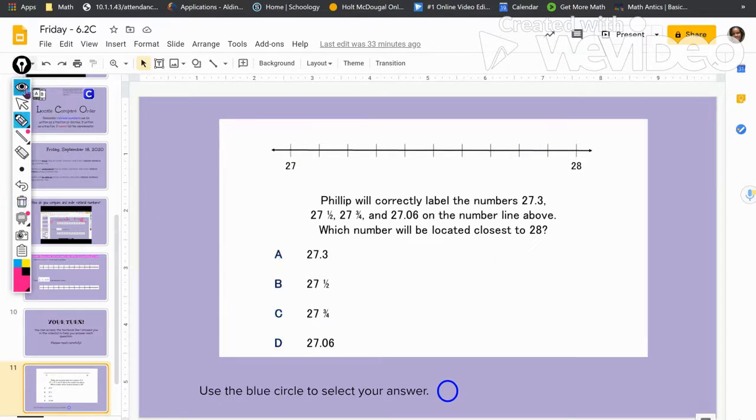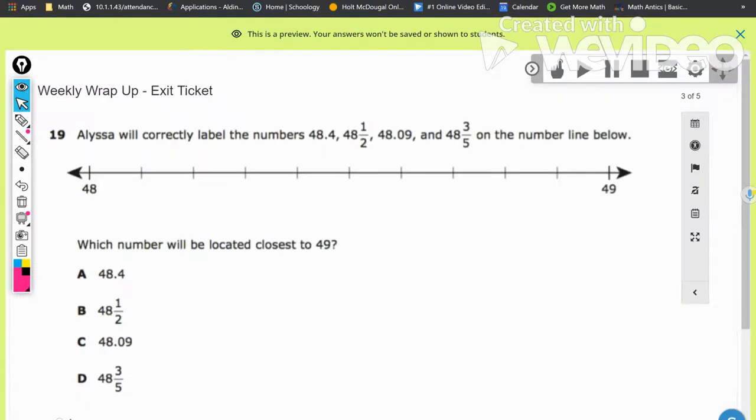Okay, and then the last thing I wanted to look at was our weekly wrap up. So on this exit ticket, you had a very similar question, and people were getting this one wrong as well. Again, convert your fractions to decimals. You should know these ones. Half is 0.5, and fifths, use your digits. My middle finger represents 3/5, which is 60% or 0.6.